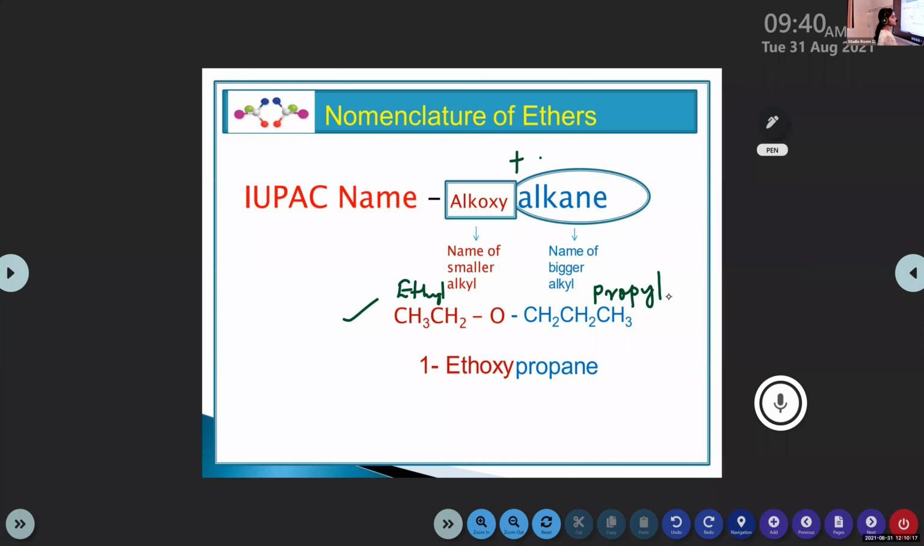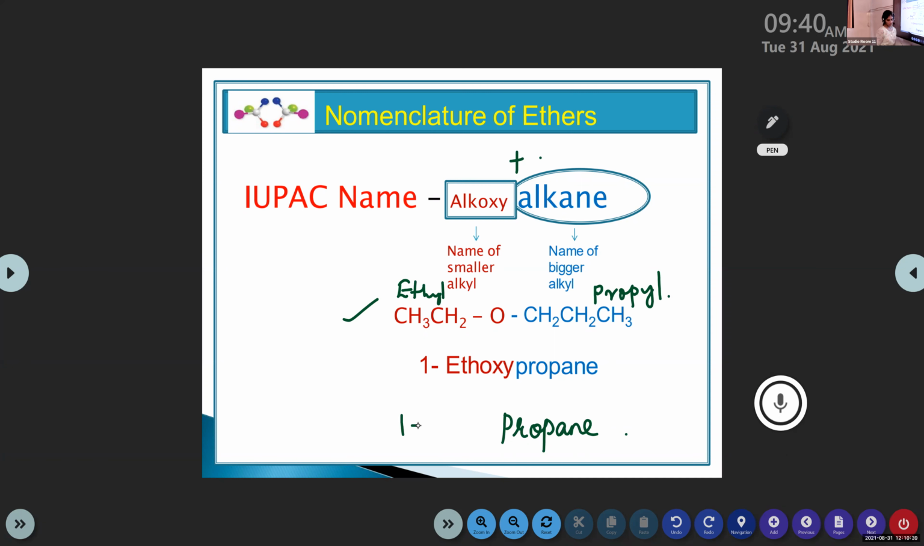Tell me, which is the bigger alkyl group? Not in alphabetical order, which has the most number of carbon atoms? Propyl group. So it is selected as the parent chain. So we will write propane. Then you have to write the position.